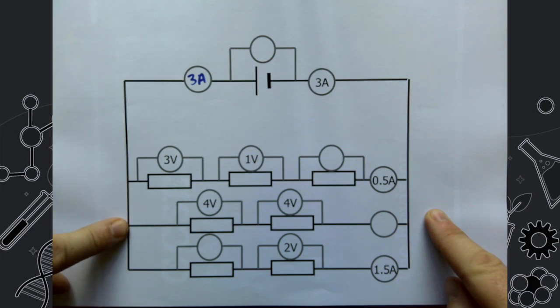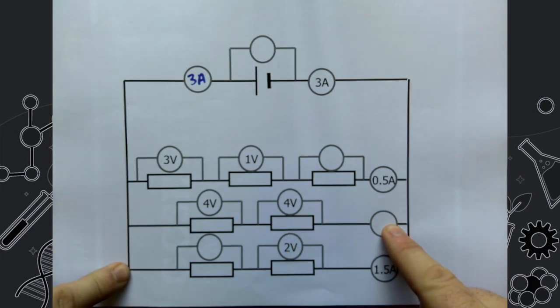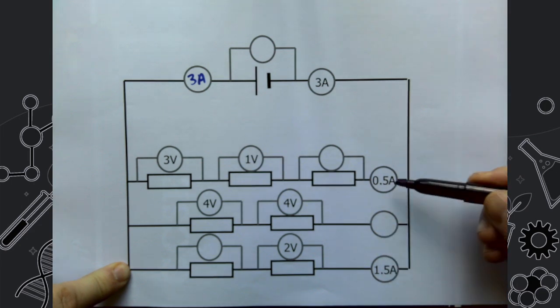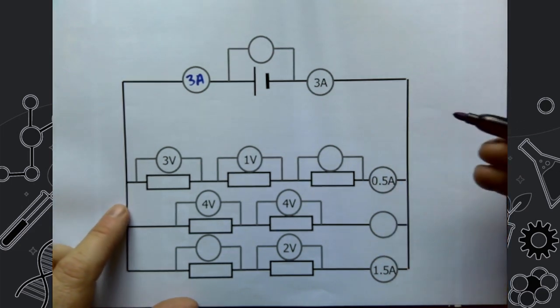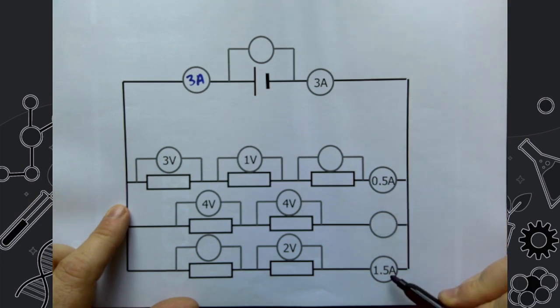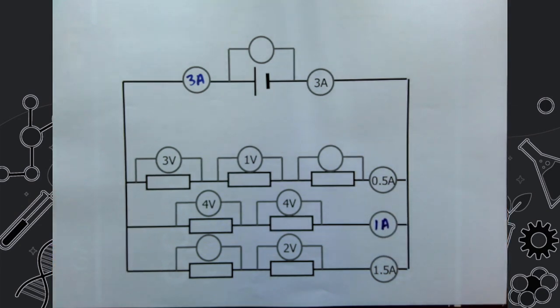It gets to this branch, and then I don't know what that is, but I know that the bottom branch is 1.5, so actually these 3 added together will add up to 3. So 0.5 and 1.5 is 2, the remainder is 1 amp. Solved it. Let's do the voltages, the potential difference.